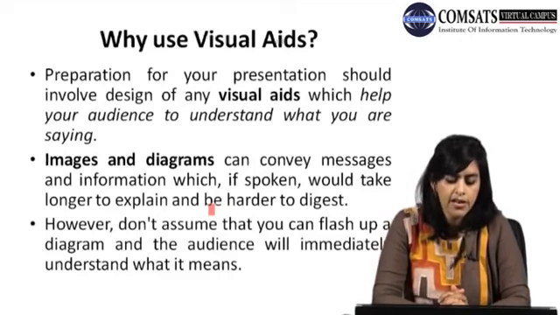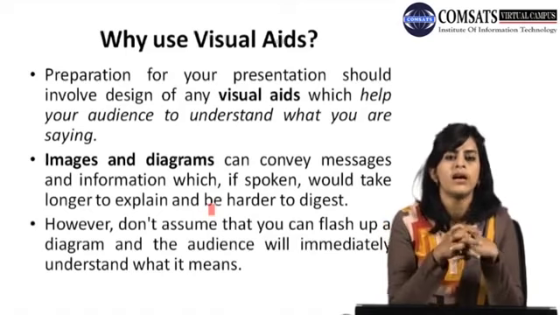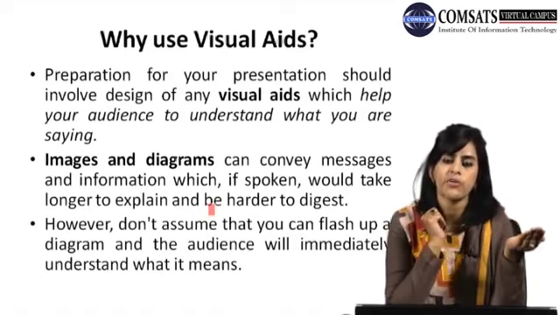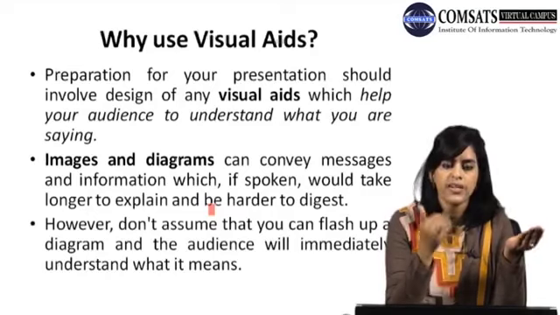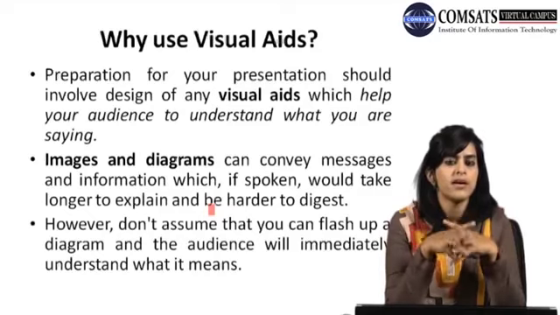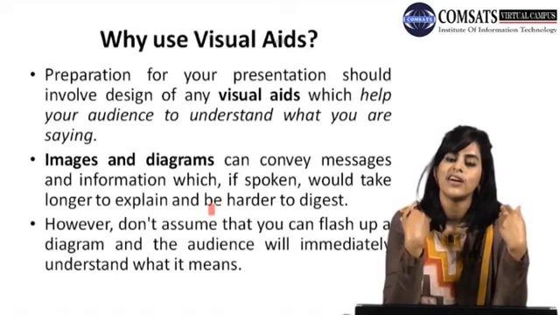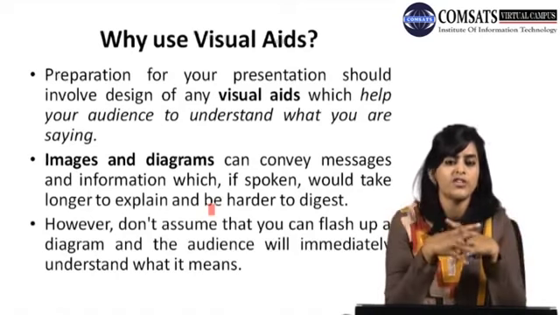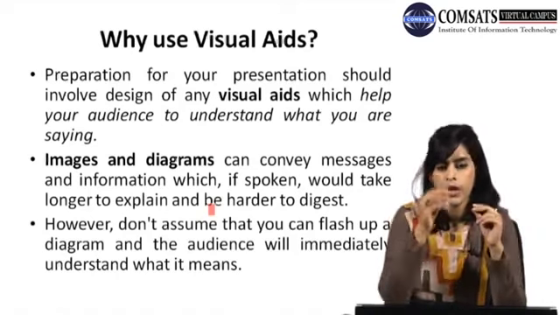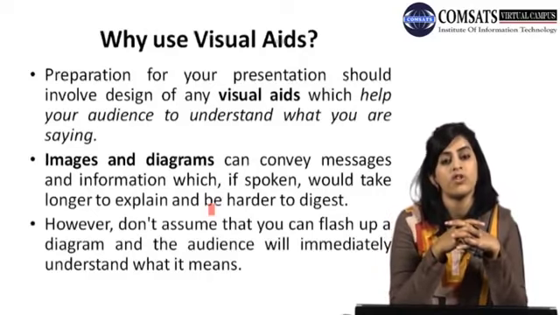Images and diagrams can convey messages and information which, if spoken, would take longer to explain and be harder to digest. For example, there is one painting that I am trying to elaborate in words. Now if the words are written, you can read them and then see what exactly was made in the picture, because the writing process is somewhat different from your spoken conversation that you usually do every day.